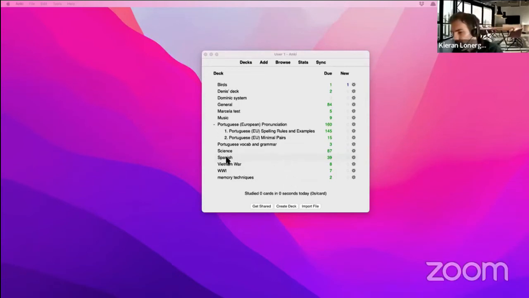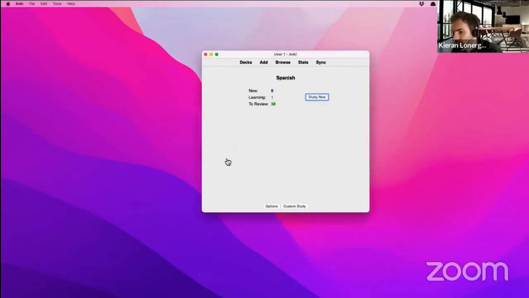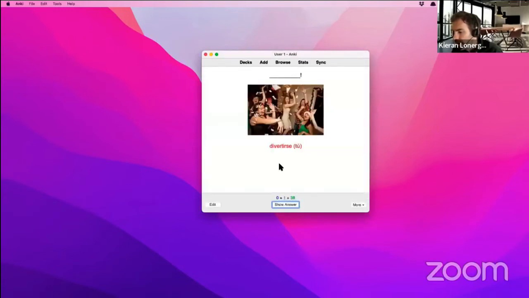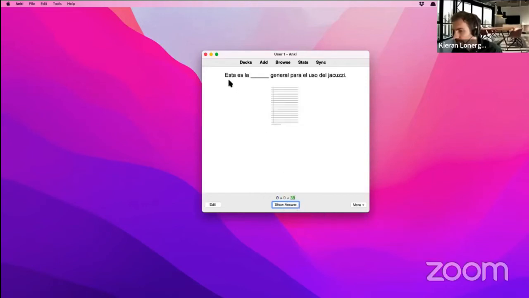So let's take a look at my Spanish deck to see some of the cards that I've made to learn Spanish. So here we have the question on the front and the answer here. I made this card to learn the imperative tense, with this exclamation mark telling me that it was the imperative that I needed. So here we have another card. Esta es la... Okay, and I think the word that I need to complete this sentence is pauta.